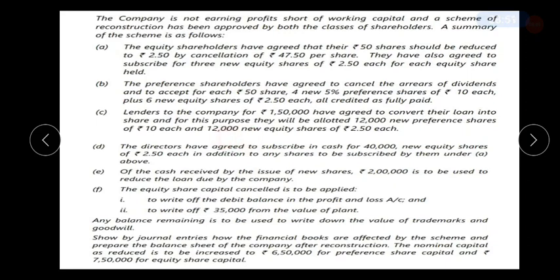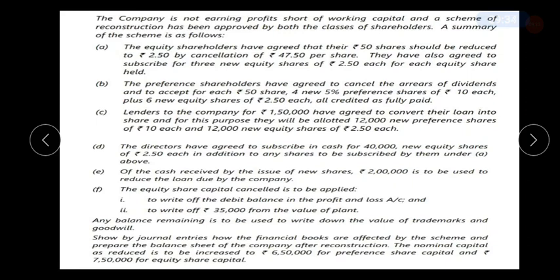So they are ready to give up this 1,50,000 loan in exchange of getting fresh 12,000 preference shares and equity shares. Next, the directors have agreed to subscribe in cash for 40,000 new equity shares of rupees 2.50 each, in addition to any shares to be subscribed by them under section A above. So the directors of the company have subscribed to the new shares in cash for rupees 40,000. That means they have paid 40,000 share application money in order to subscribe new equity shares for rupees 2.50.